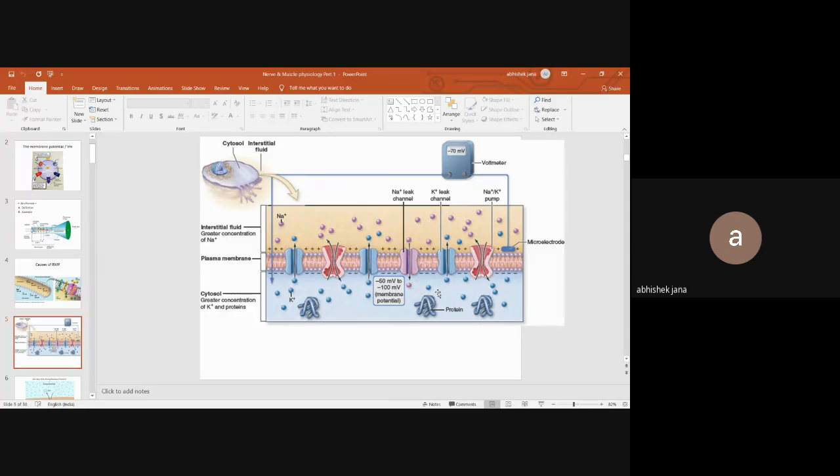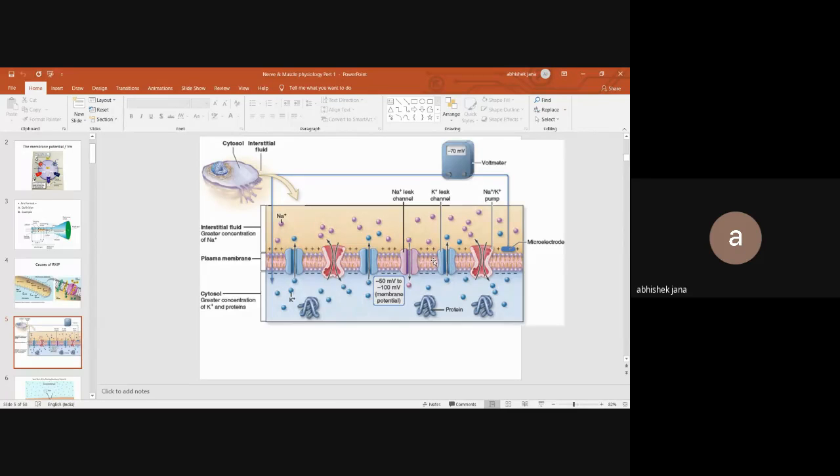So what will happen? Potassium, which was more inside, will automatically move along the concentration gradient from in to out, because inside potassium is more. So potassium will move from in to out automatically. Sodium, whose concentration is more outside, has the tendency to move from outside to inside.